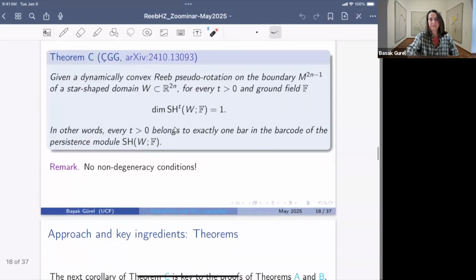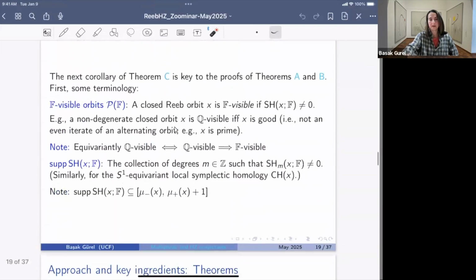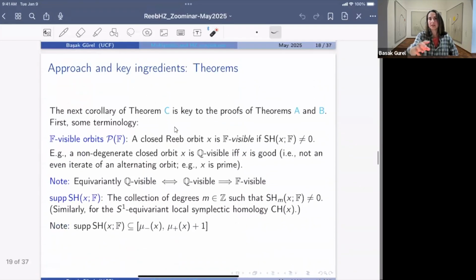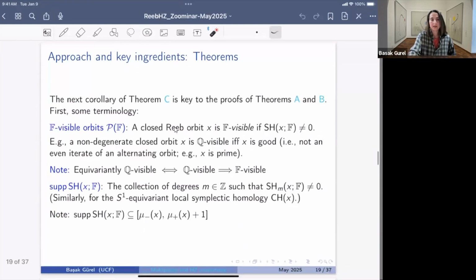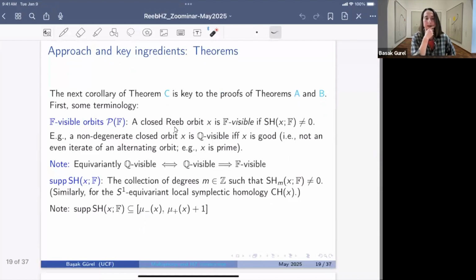What follows from this is a corollary which is going to be used repeatedly together with this theorem. But before I state the corollary, let me introduce one more terminology here, the terminology of F-visible orbits. So we have our ground field F. We can look at the local symplectic homology for this orbit. And we're going to say that the closed Reeb orbit is F-visible if this local homology is non-zero.